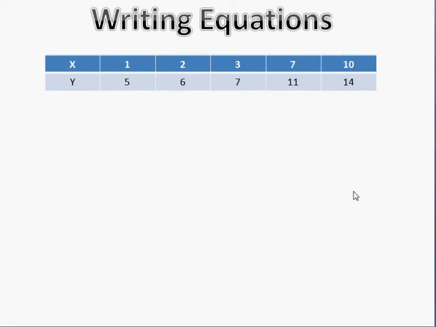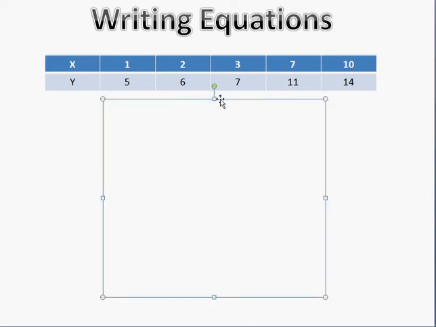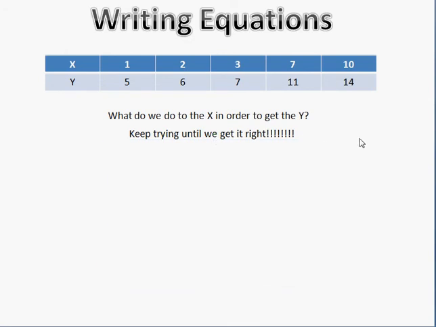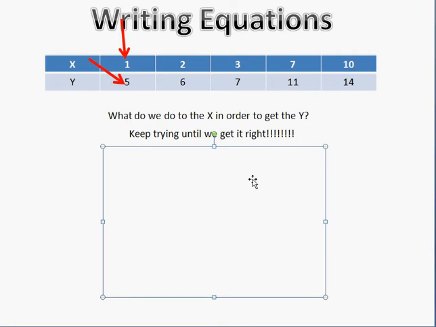My next one: 1 and 5, 2 and 6, 3 and 7, 7 and 11, 10 and 14. Now I have to follow my two prompts. First, I answer the question: what do we do to the x in order to get the y value? And I keep trying until I get it right. Because as you see, the last time I tried a couple different equations and I made mistakes. But it's okay, I keep trying until I get it right.